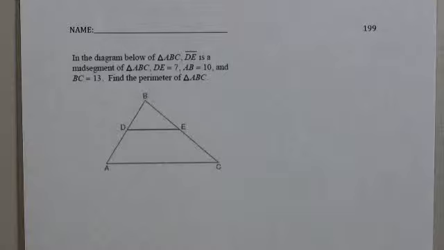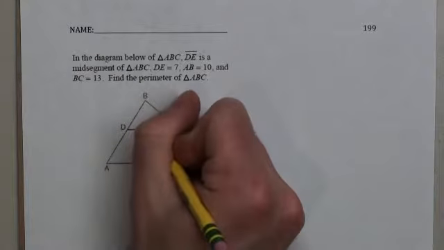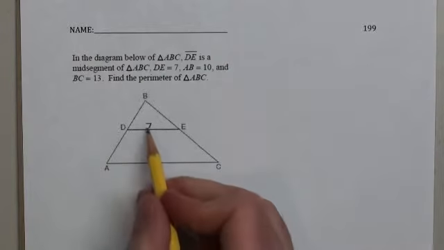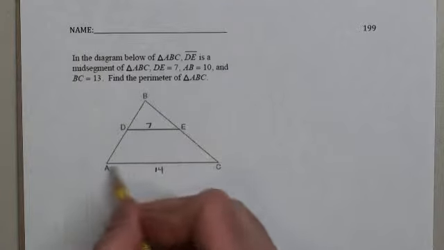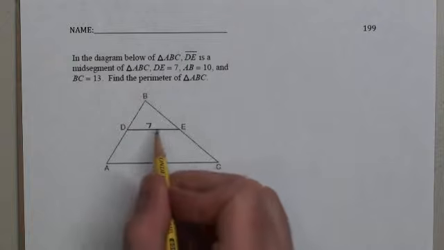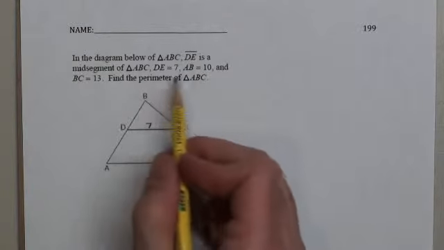In the diagram below, triangle ABC, DE is a midsegment of triangle ABC, and DE equals 7. If that's 7, we know that this is 14, because it's always half as long as the side that it doesn't touch. All right, see how these two are parallel? Well, this is half as big as this. So if this is 7, this is 14.